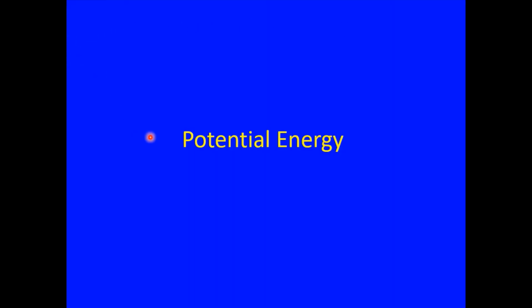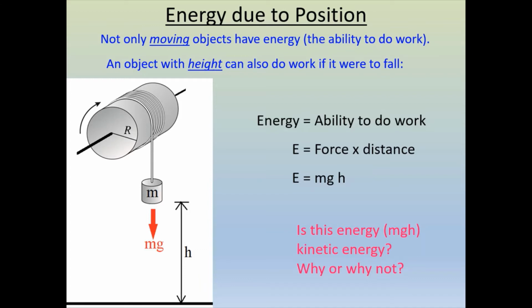Let's next change gears here and talk about a different type of energy called potential energy. Potential energy is an energy that's due to position, not due to its motion. So this is something completely different. Not only moving objects have energy, and remember, energy is the ability to do work, but any object that has height, in other words, it's lifted off the surface of a floor or a table or the ground or something like that, can also do work if it were to fall.